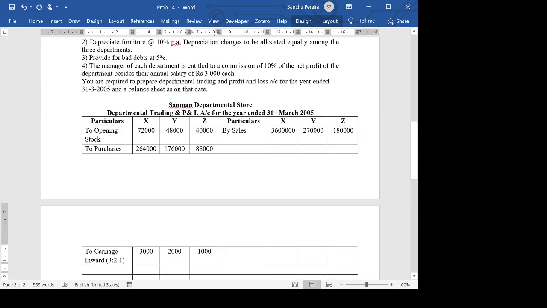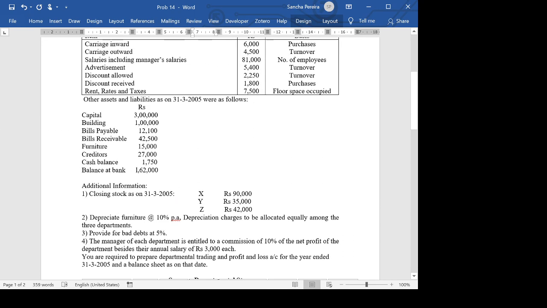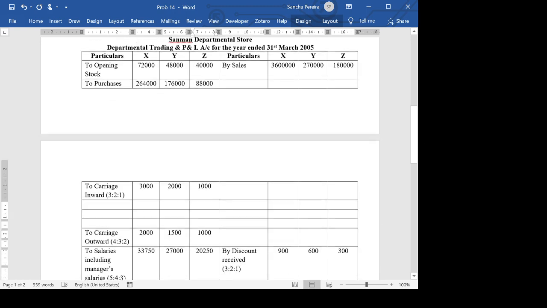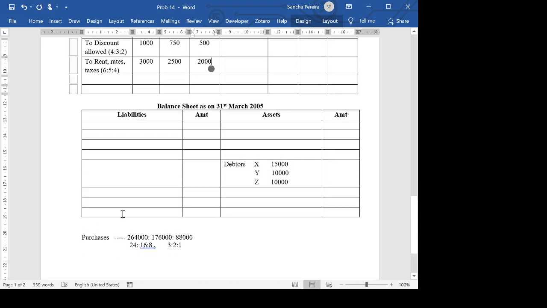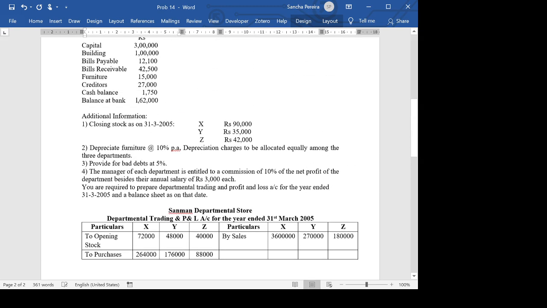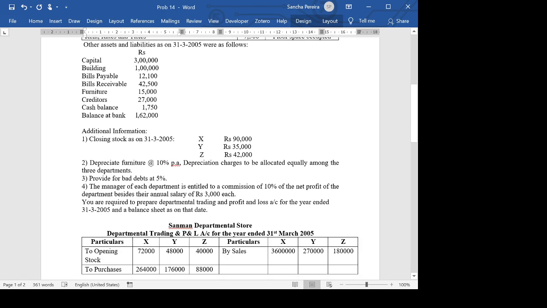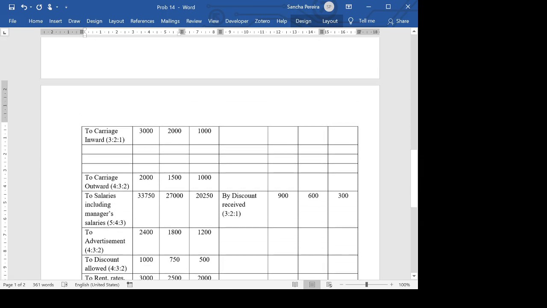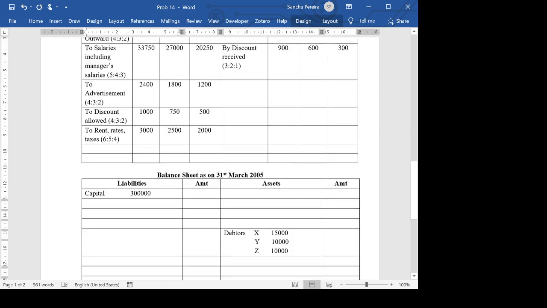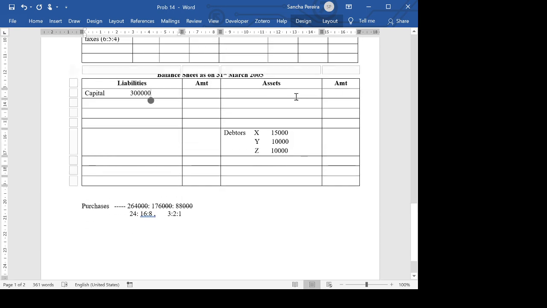Then we see what other items are left. Capital will go in the balance sheet. So 3 lakhs in the inner column because there are adjustments to it. Capital 3 lakhs. Then there is building, 1 lakh. There is no depreciation, so we can write it directly outside. Normally the fixed assets come first. That's why I left that space. Building is 1 lakh.